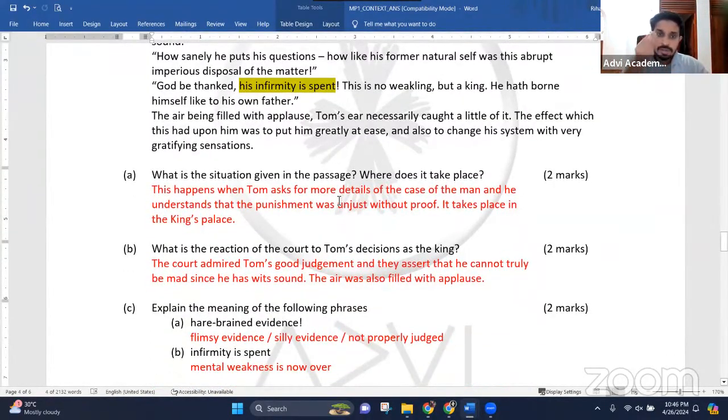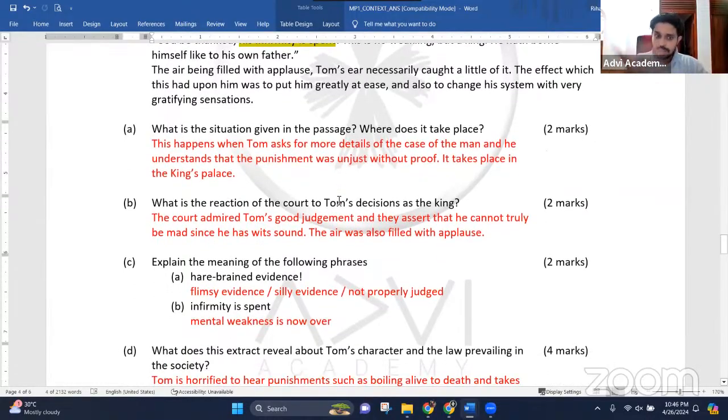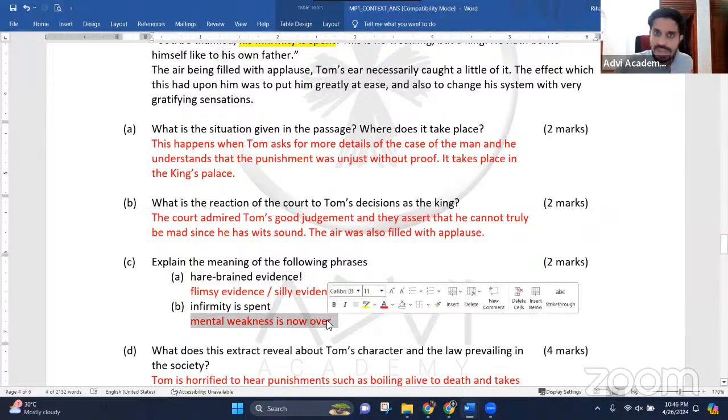You don't really need to know the dictionary definition. You can just say his mental weakness, or the fact that people thought he's not mad anymore. Just write like that. Read again and again. I'm saying take it from the passage.